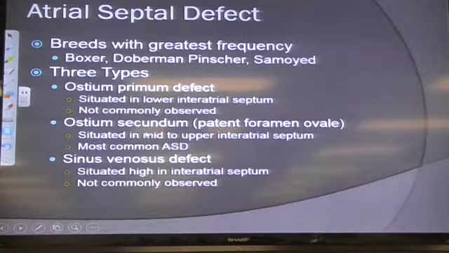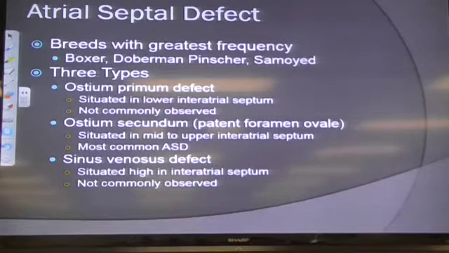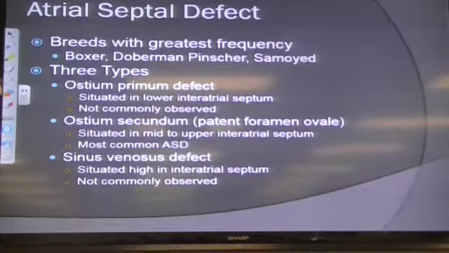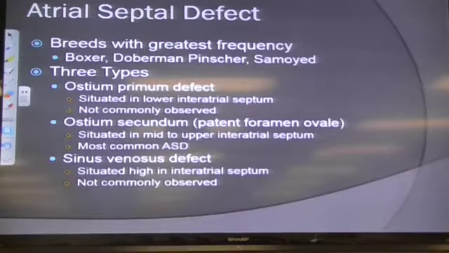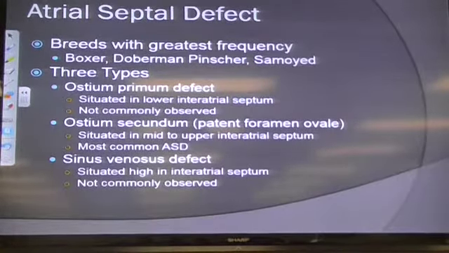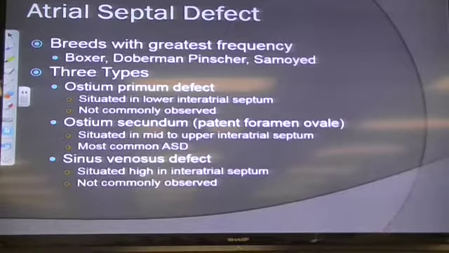The ostium primum is in the lower interatrial septum. It's not commonly observed. That's if it was part of the endocardial cushion defect, where you would see the hole. Ostium secundum is another name for patent foramen ovale. That's the one you're going to hear about all the time because it's the most common, and it is situated in the mid to upper interatrial septum.